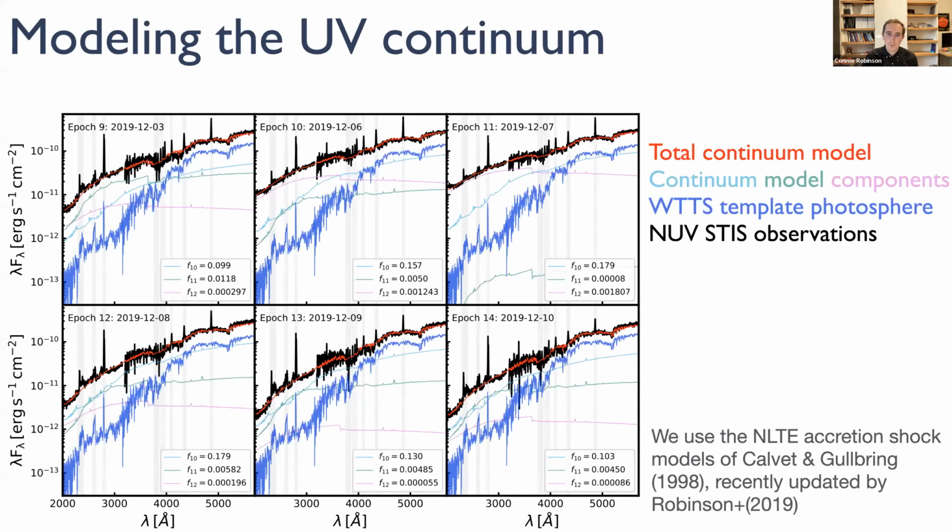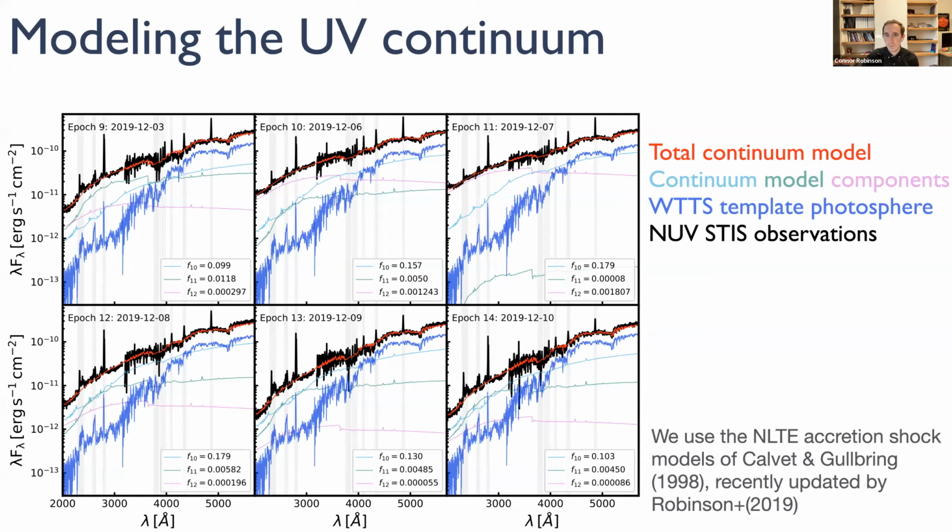One of the other things that we can do with our HST data, in addition to measuring the mass accretion rate, is actually model the distribution of how much of the star is covered by these accretion shocks. Here I'm showing the model's efforts for that, where the total model is in red, the observations are in black, and the different model components are in blue, green, and pink.